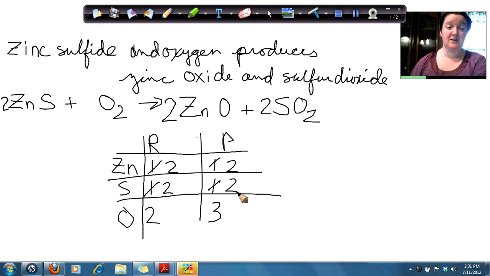So now let's look at our oxygen. On this side we still have 2. Here we have 2 plus 4, which gives us 6. So we need to figure out how to get 6 oxygen on that side, so we're going to put a 3 in front of that oxygen, which will give us 6 oxygen. So now we have this balanced, with 2 zinc sulfide and 3 oxygen, producing 2 zinc oxide and 2 sulfur dioxide. Now let's look at question number 12.